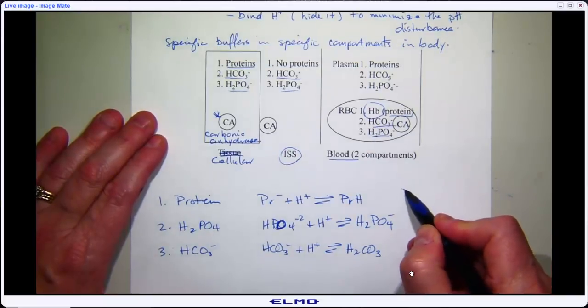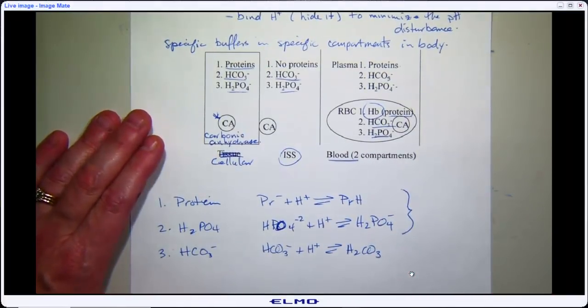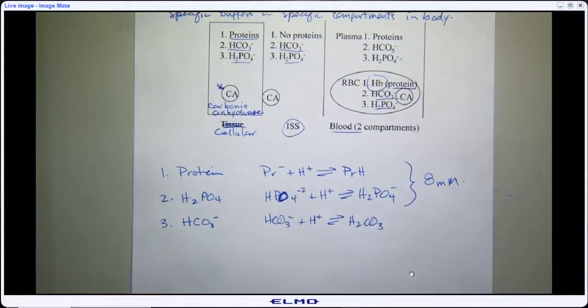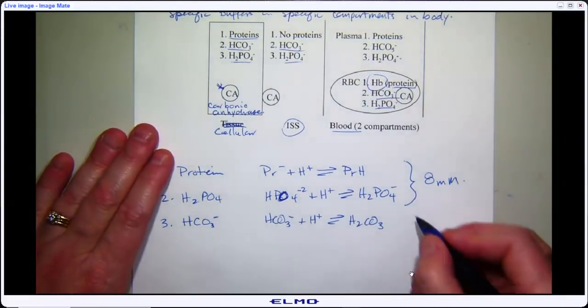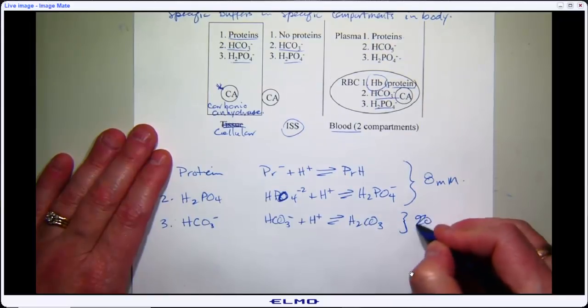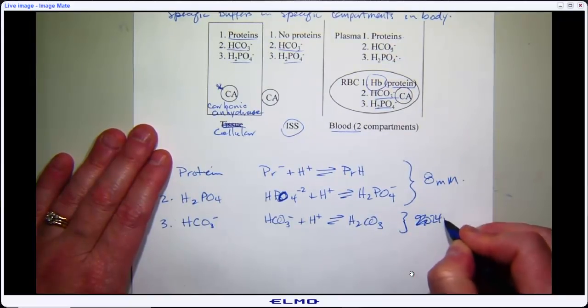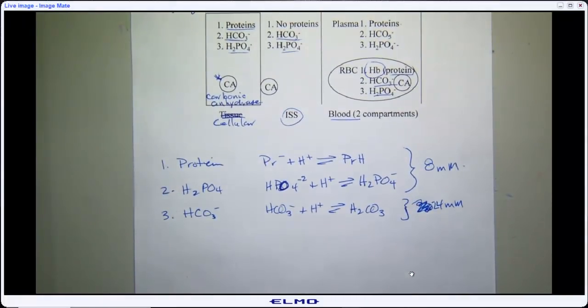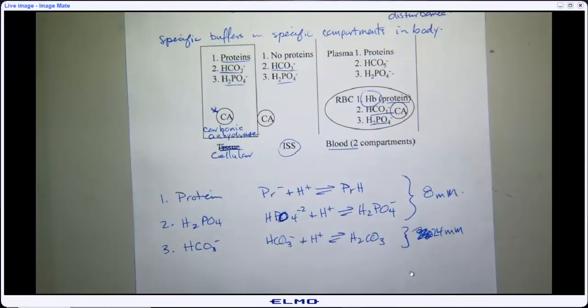So we have different capacities here. In terms of whole body capacity, we have about 8 millimolar protein and phosphate that acts as a buffer for us. Okay, and when it comes to bicarb, that's where most of our action is. We have about 24 millimolar. Okay, so we've got lots of bicarb capacity, a little bit of protein and phosphate. Okay, and they're definitely distributed slightly differently in the cells.